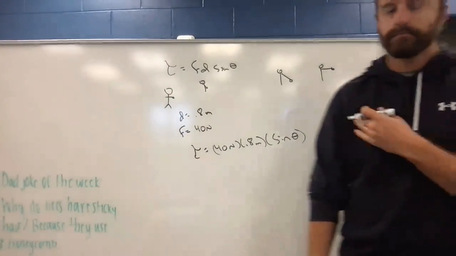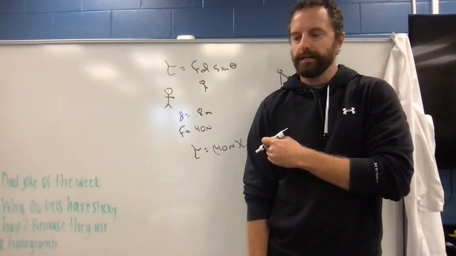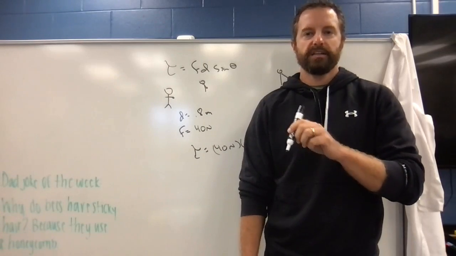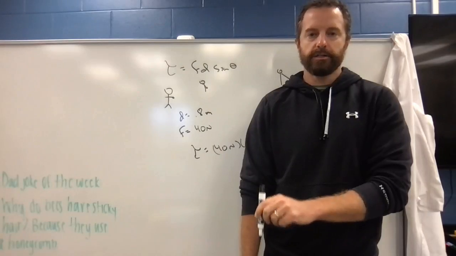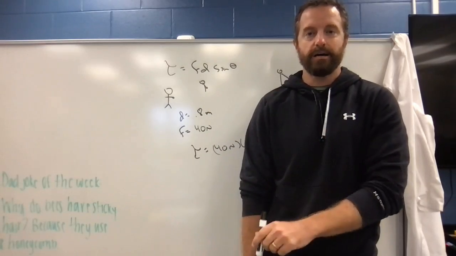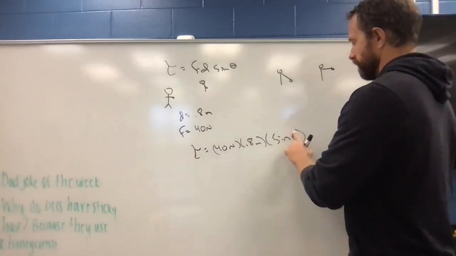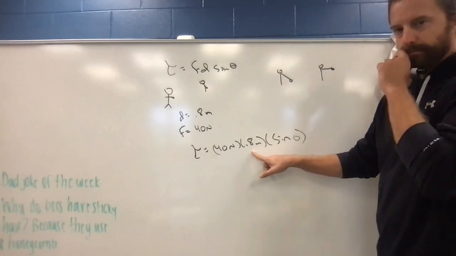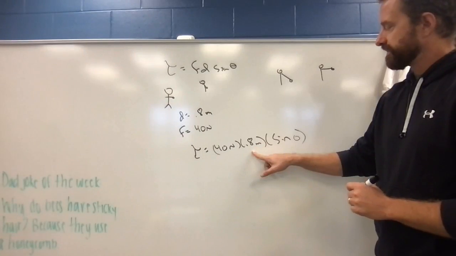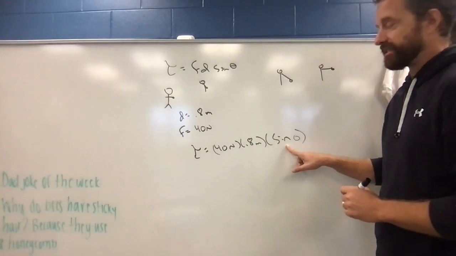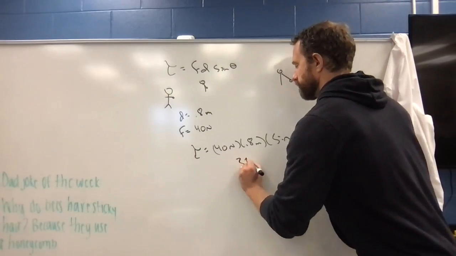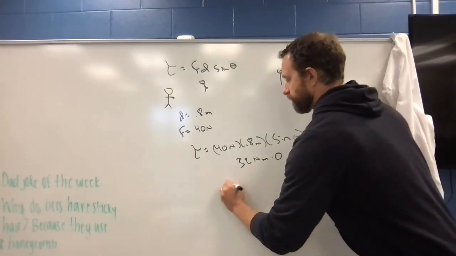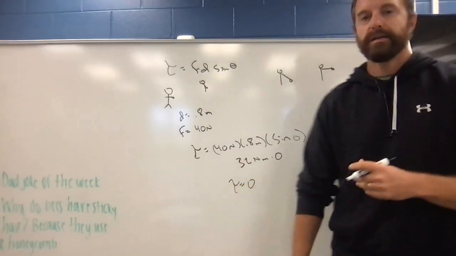Well, the angle is the difference between the force and the distance. What direction is the force when you're holding up a weight? That force is down, and the distance is down. So the difference between those two would be 0. So you do 40 times 0.8, which is 32, times sine of 0, which is 0. So 32 Newton meters times 0 is 0. So the torque when you're holding it there is 0.